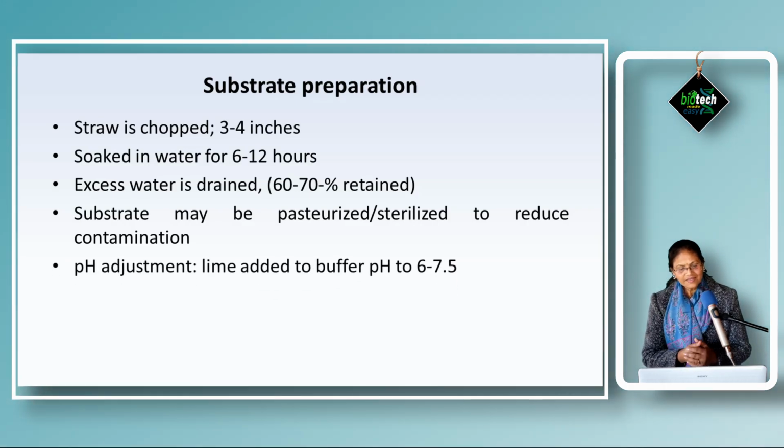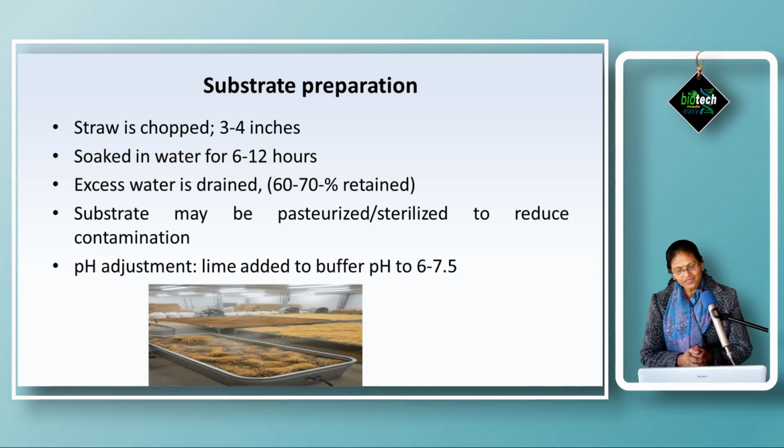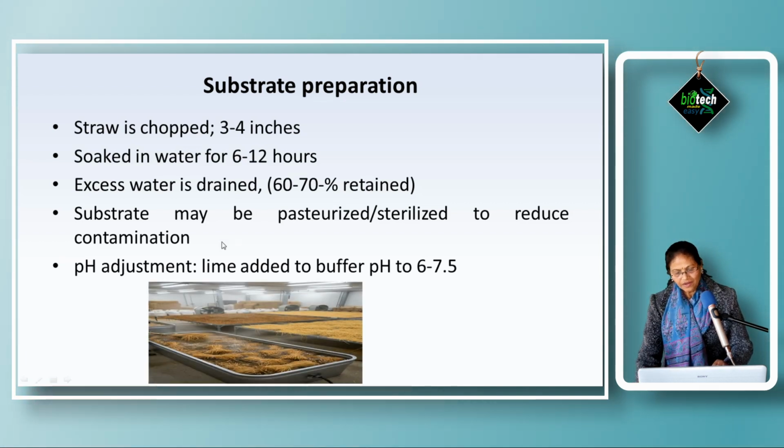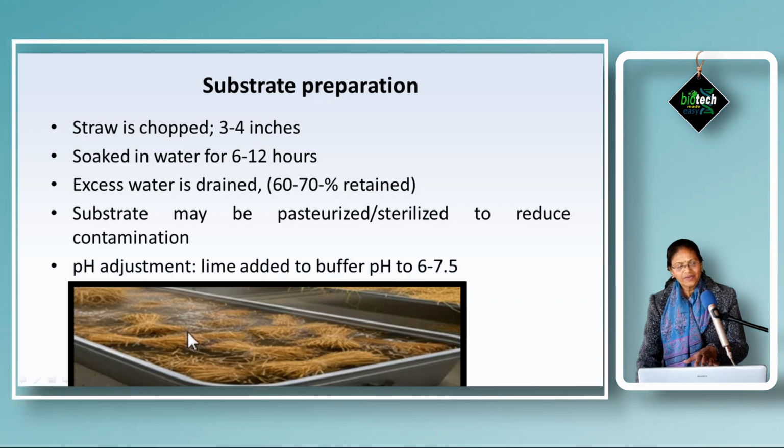And then the next is pH adjustment, because it is a kind of fungi which is growing, so you have to do the buffering at 6 to 7.5 pH, and lime is used generally for the adjustment of pH. And here you see lots of trays, many trays, and the straw is there, and the water is there. So here you see that the substrate is prepared by soaking in the water.